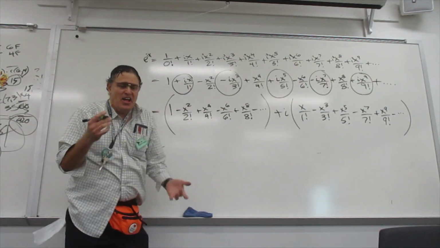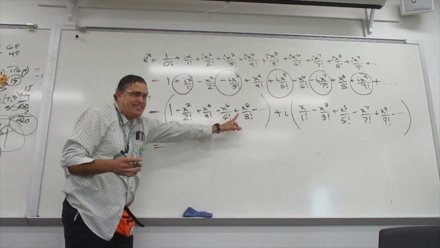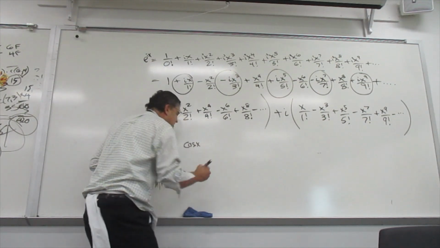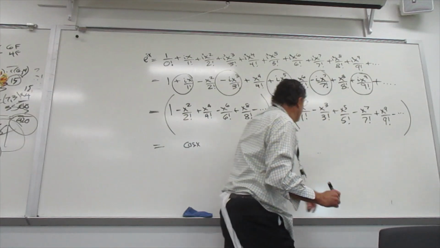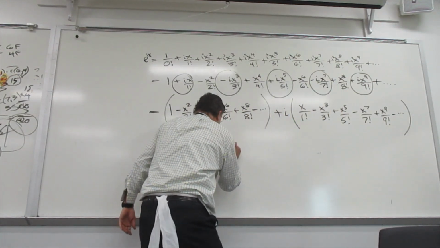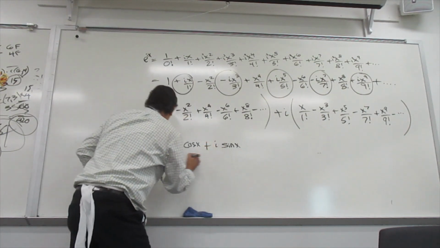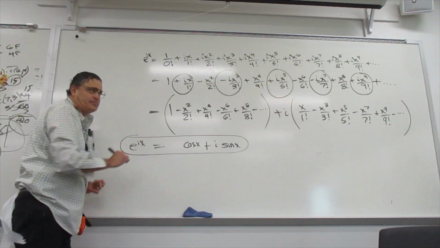And then, lo and behold, you might see that this right here is the infinite series for the cosine of x. Whereas this over here is the infinite series for sine x. And there is an i in front of there. And so this is the Euler formula that we have right here.